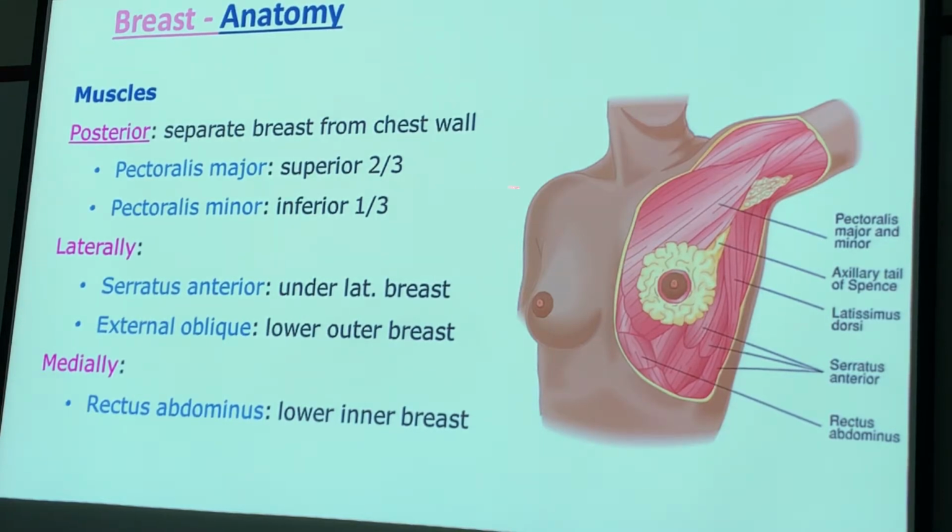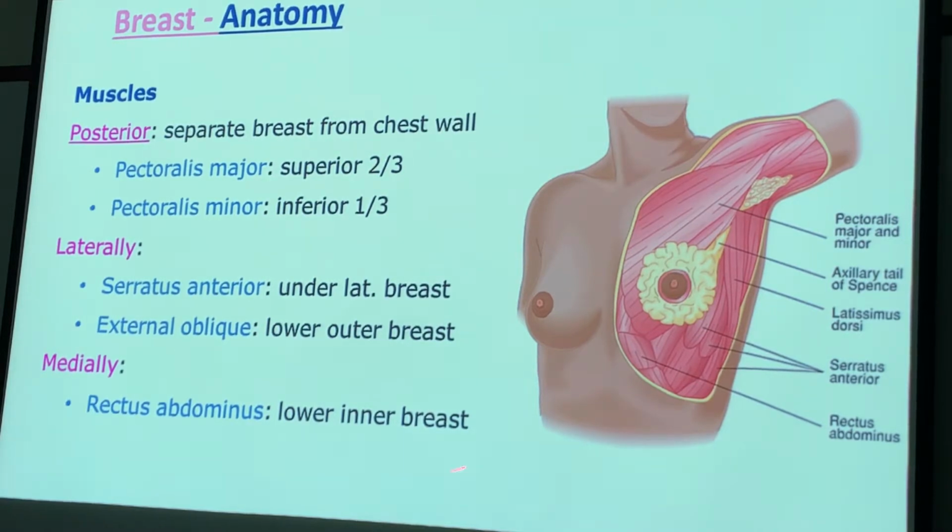I actually have to change this one, guys. I meant to change this because the pectoralis minor muscle is actually posterior to, or beneath, the pectoralis major muscle. I'm sorry for that, that's on me. So the posterior muscles to the breast are going to be the pectoralis major and pectoralis minor muscles. Laterally, you're going to have the serratus anterior under the lateral breast. You see it right there, guys? Under the lateral part of the breast. And then you have the external oblique, which is the lower outer breast. It's not represented in this picture, but I want you to know where it is.